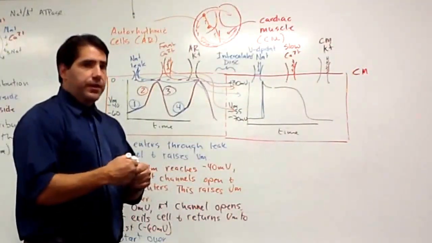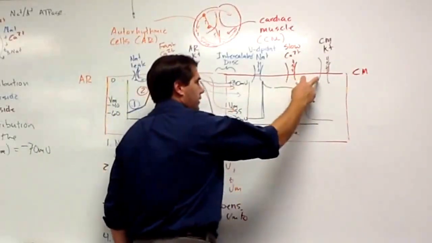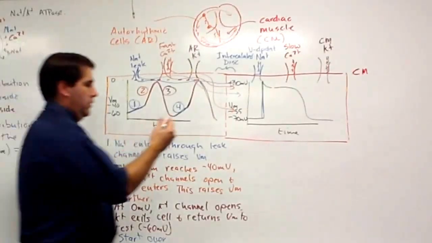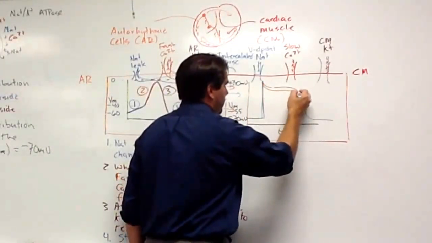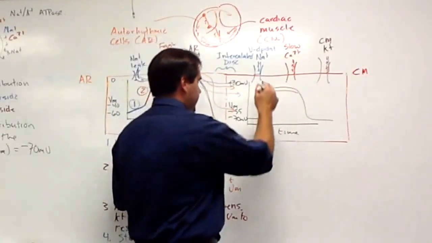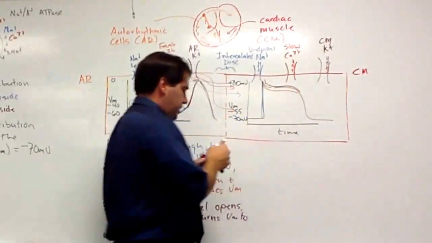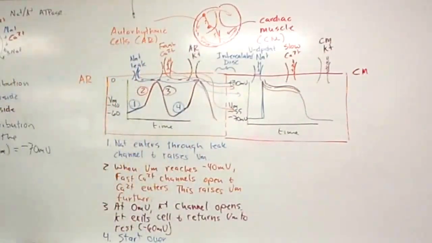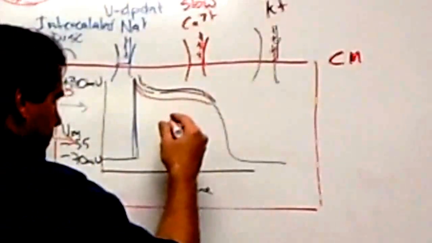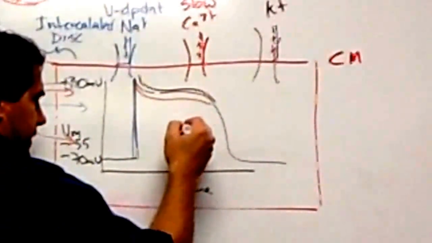When you get to plus 30, both of these channels open. Both of these channels open at plus 30, and so the calcium channel is open, and the potassium channel is open. I can't really see what that means by drawing lines like that. So what I'm going to try and show you is, again, this is a cell.